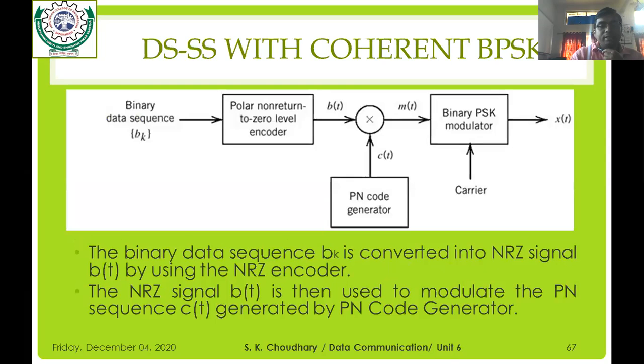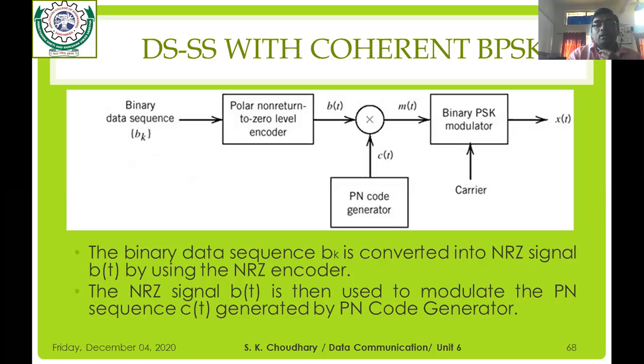So this is the simple receiver that we use here. This is again the DSSS with coherent BPSK. In this case, the binary data sequence is passed through a polar non-return to 0 encoder. Again we have used a PN sequence here. In the previous case we used only the DSSS, but now we use coherent BPSK along with it. So what we do after this spreading of the signal.